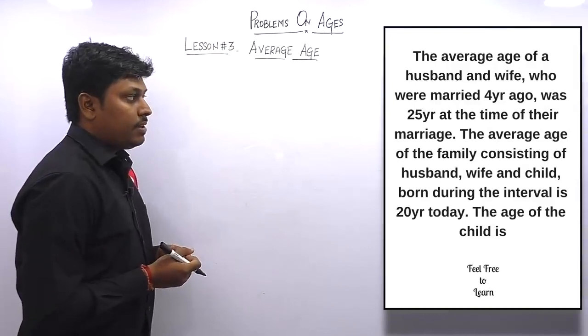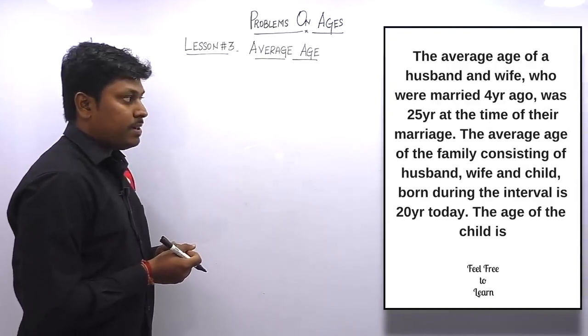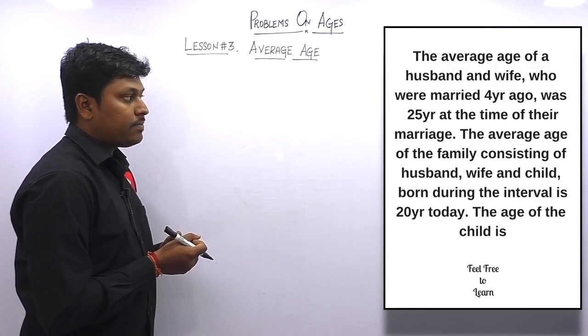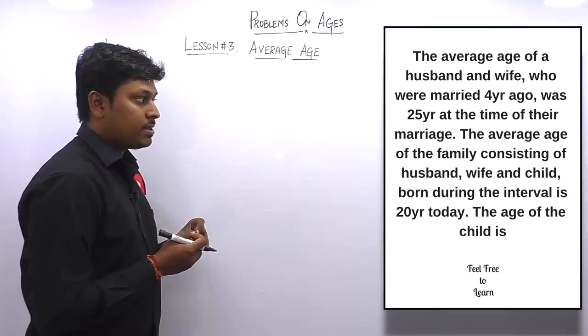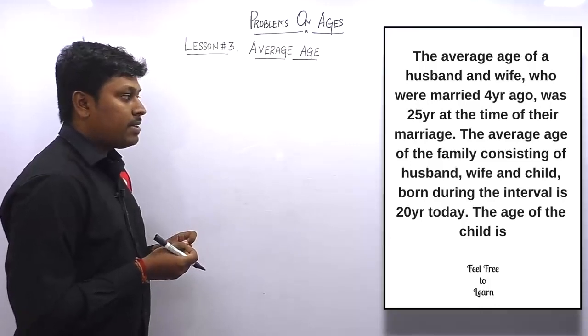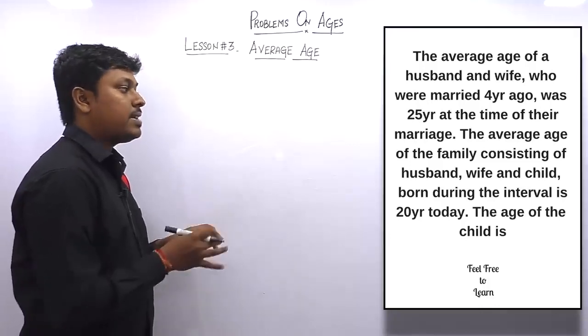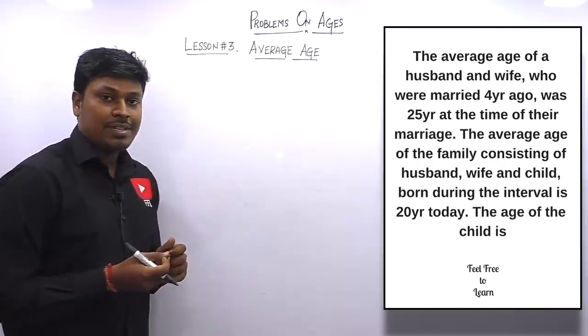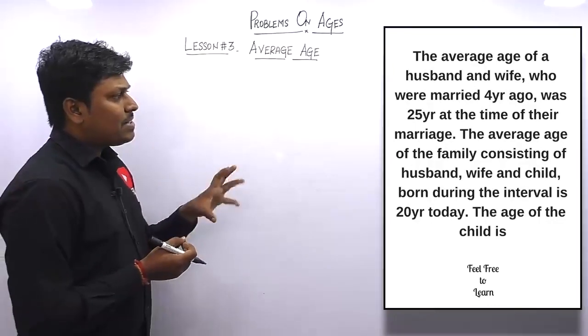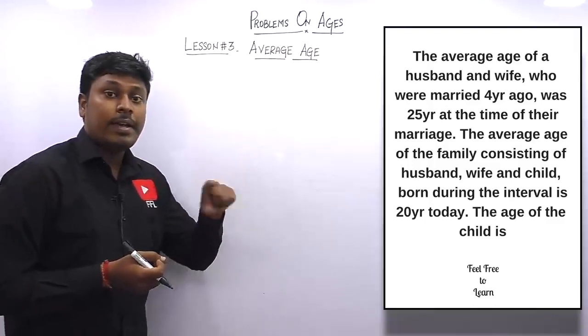Question number 3. The average age of husband and wife who were married 4 years ago was 25 years at the time of their marriage. The average age of the family consisting of husband, wife and a child born during the interval is 20 years today. The age of the child is? This question is interesting because in the first point, again they are talking about the past.